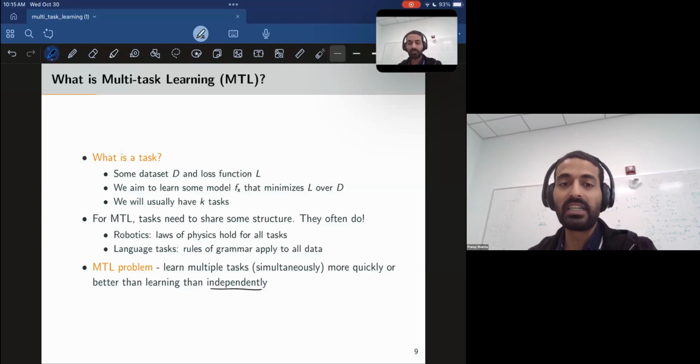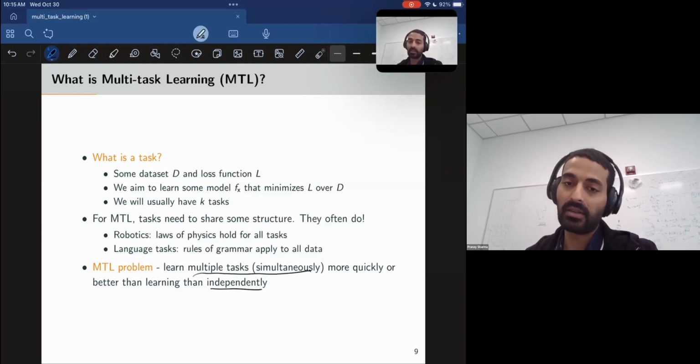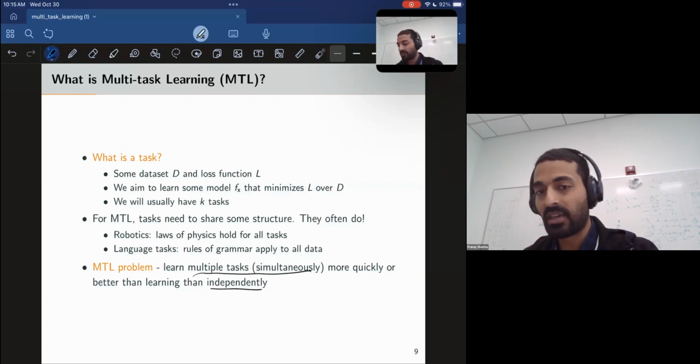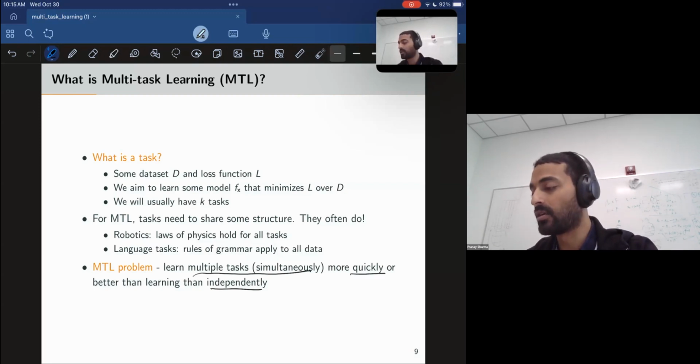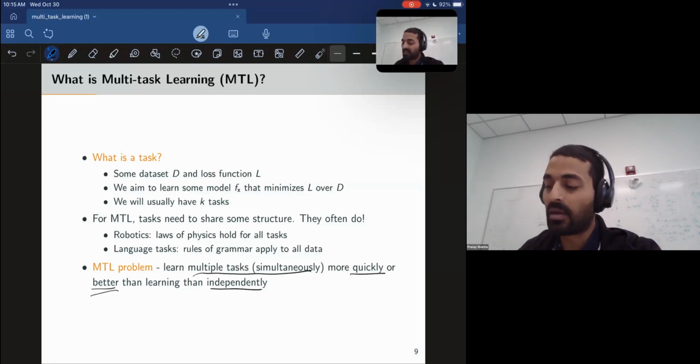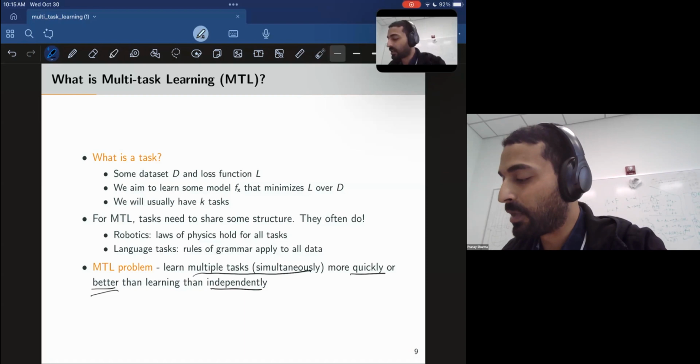And the purpose of multitask learning is that we want to learn these multiple tasks simultaneously. And it is worth it only if we can achieve some advantage by simultaneous learning. So it can be in terms of the runtime, so we are able to train these models quickly, or we get some efficiency. Only then multitask learning makes sense.